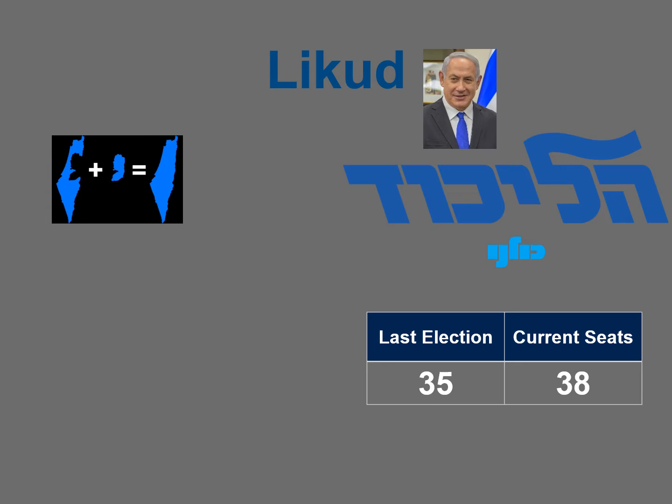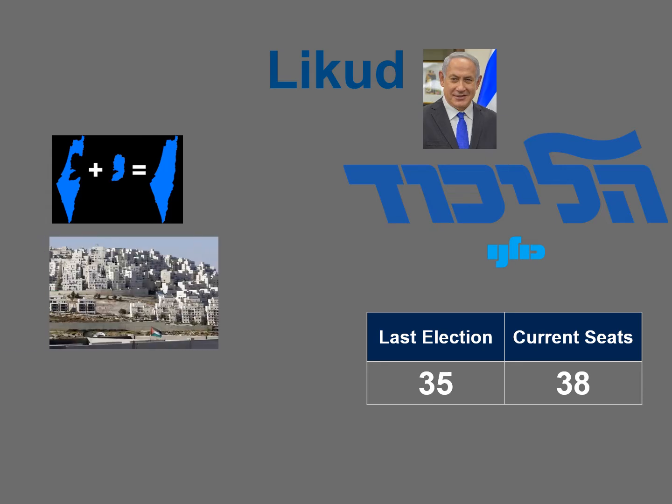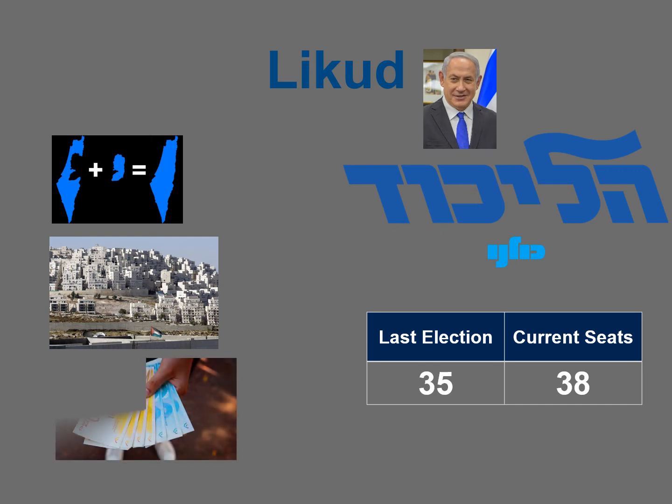Likud supports continued development in existing Jewish settlements in the West Bank. Support for building outside of these existing blocks is not very strong among most Likud members. The party is fiscally conservative and endorses many free market principles. It supports lower taxes, free trade, and privatization of many government services.